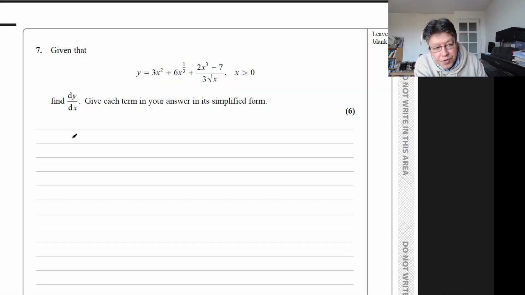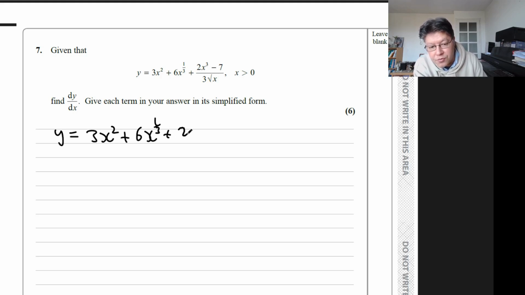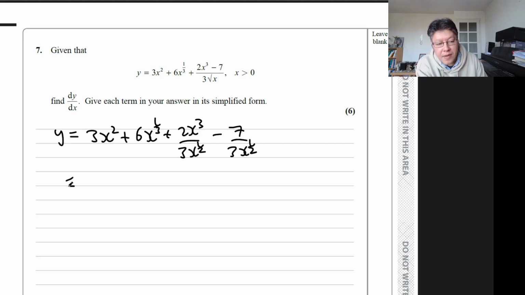Okay, so in this question we have y equals 3x squared plus 6x to the 1/3, and we're going to split up this part. So that's plus 2x cubed over, and we'll also write the root as x to the half. So that's 3x to the half. Then we have minus 7 over 3x to the half. And then the next step will be to simplify these two terms here.